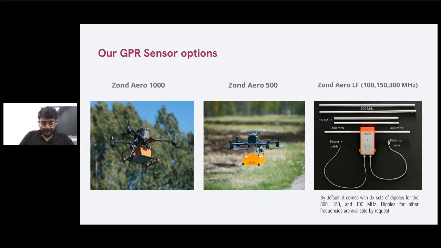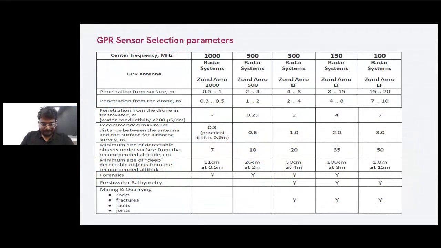I hope this is clear about the models, the GPS sensor models. The Sound Aero 1000 and Sound Aero 500, which are the high frequency sensors, and the low frequency sensor, Sound Aero LF, which comes with three low frequency dipoles: 100 megahertz, 150 megahertz, and 300 megahertz. Okay, now we will go into a deeper look at the properties of these signals or radar systems.